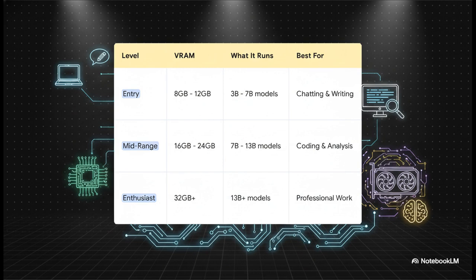The sweet spot for most people, the mid-range, is 16 to 24 gigs. That's where you can do some serious coding and analysis. And if you're an absolute enthusiast with 32 gigs or more, you can run pretty much anything you want.